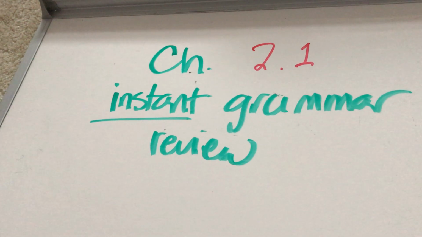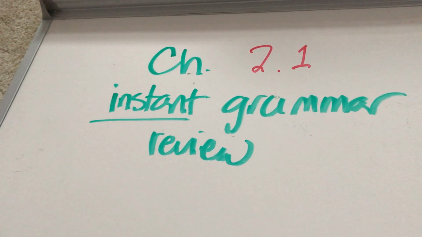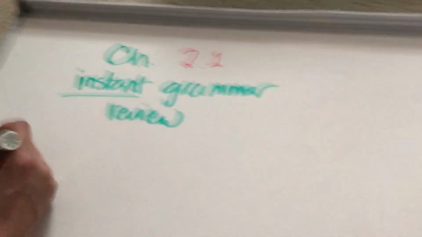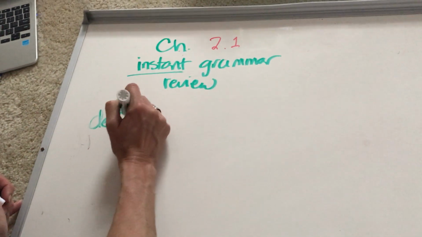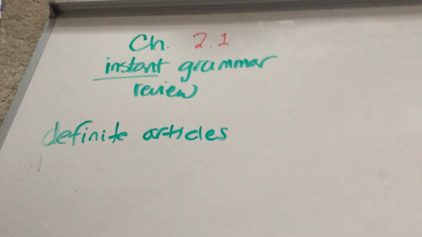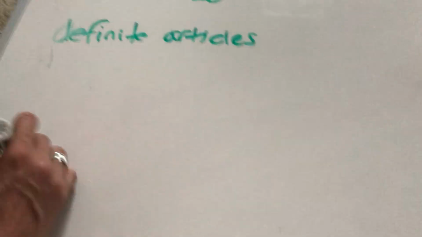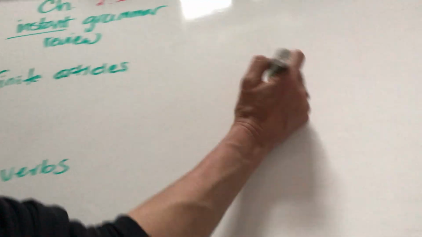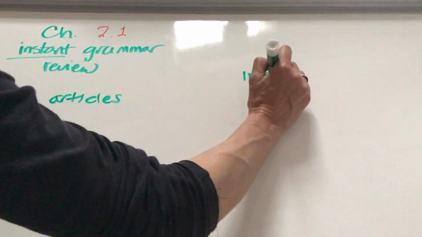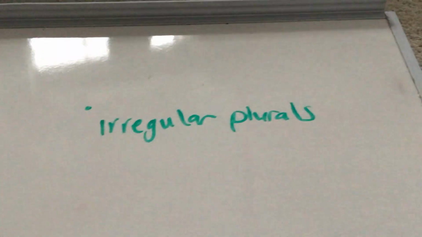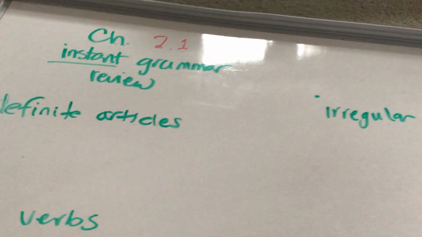Lots of vocabulary related to expressing likes and dislikes, and the big grammar topics. There are three. The first one are definite articles. The next one is ER verbs. And the final topic are irregular plurals. Let's first take a look at some definite articles.